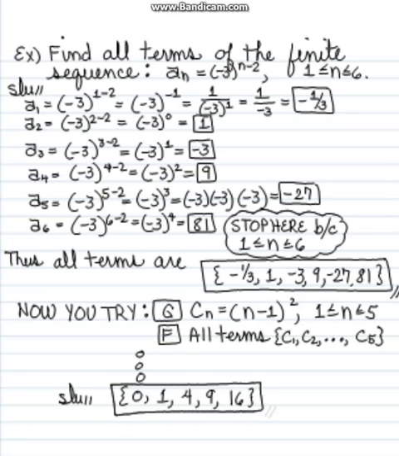There it is. The 5 terms are 0, that's c sub 1, then c sub 2 is 1, c sub 3 is 4, c sub 4 is 9, and c sub 5 is 16.